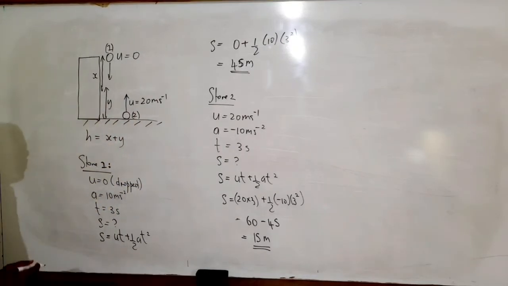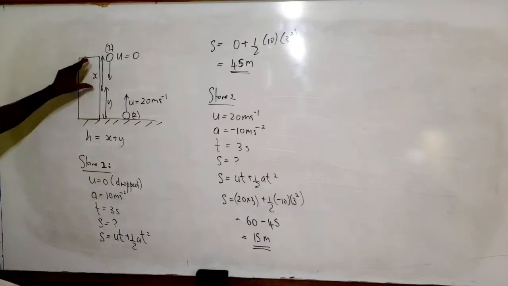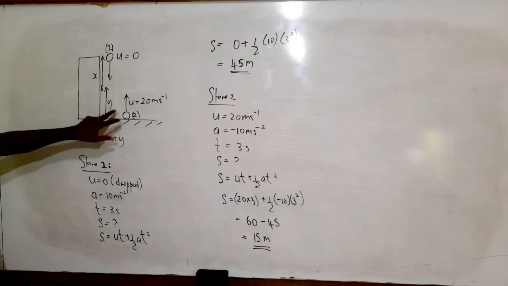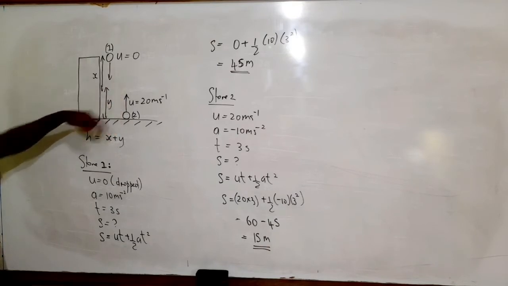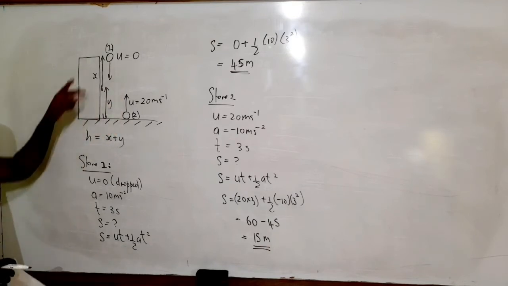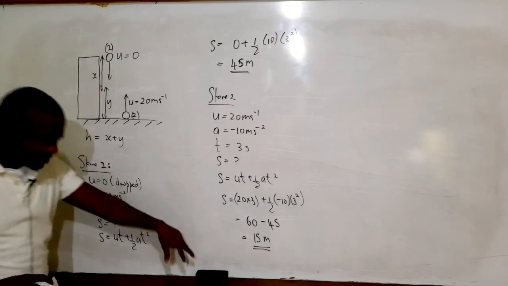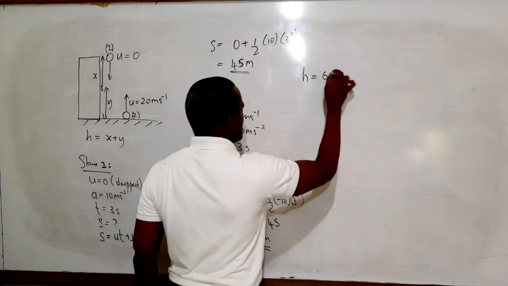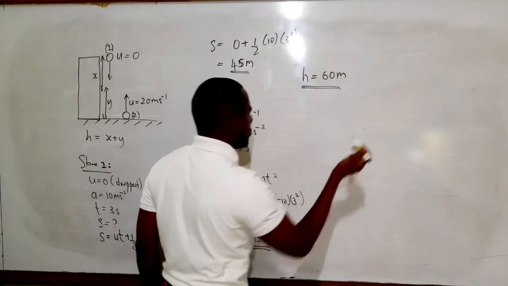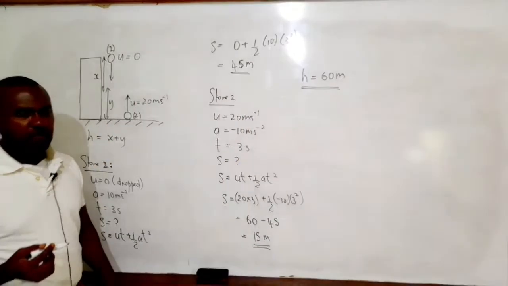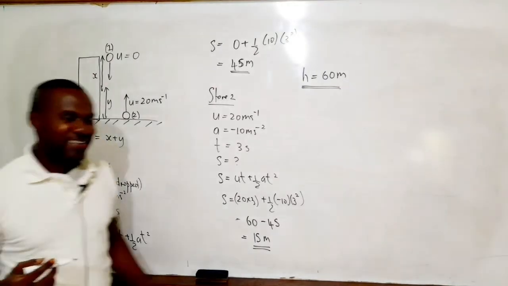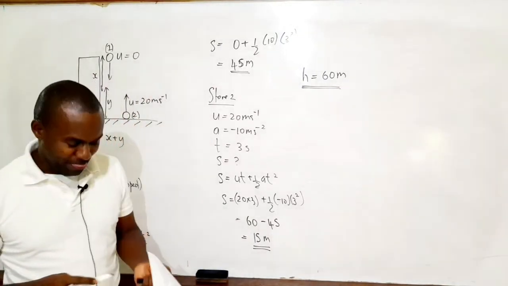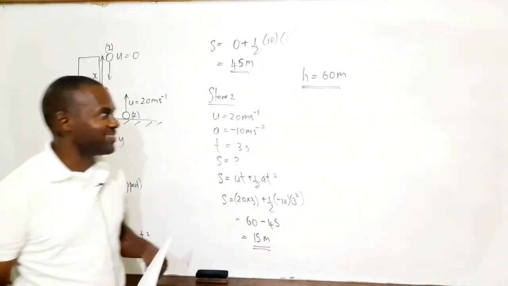So therefore, stone 1 travels a distance of 45 meters, and stone 2 travels a distance of 15 meters before they meet, and therefore the height of the building is 45 meters plus 15 meters, and therefore h is equal to 60 meters. So the stone is 60 meters high. Sorry, the building is 60 meters tall. That would be a huge stone.